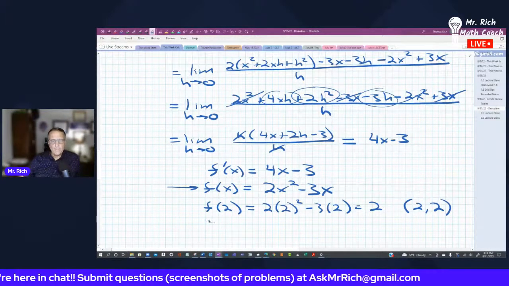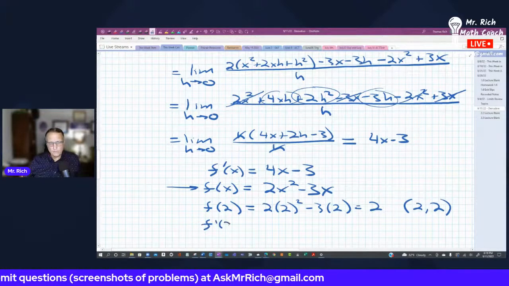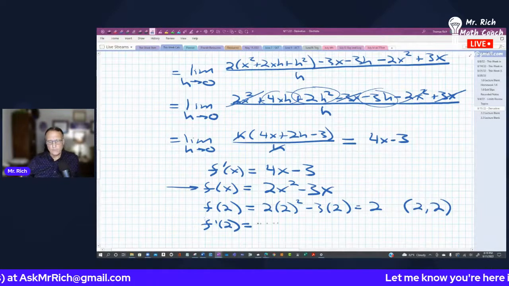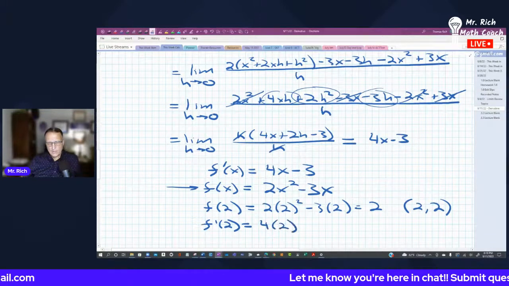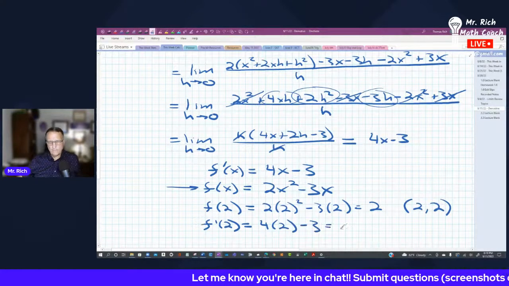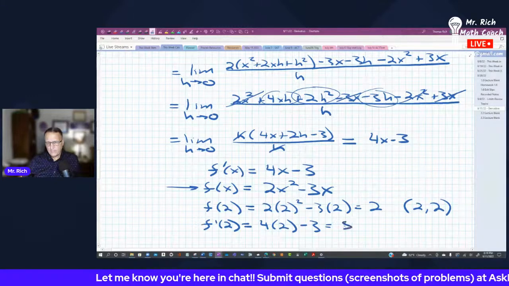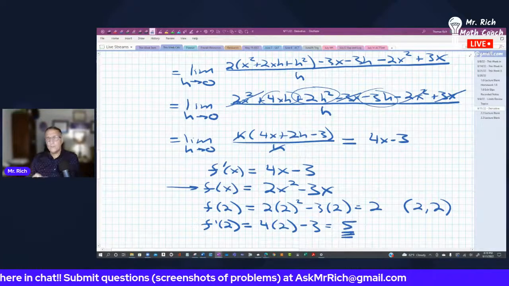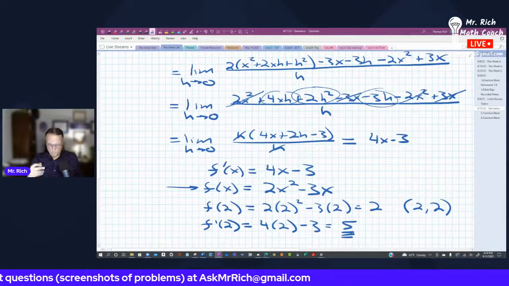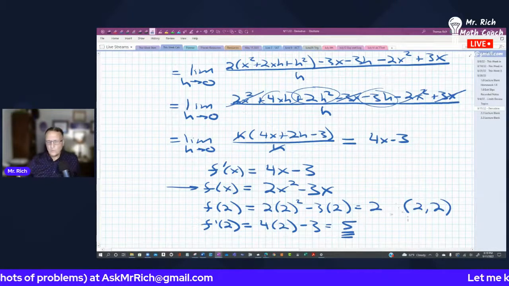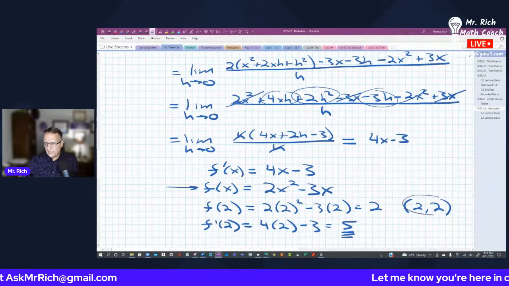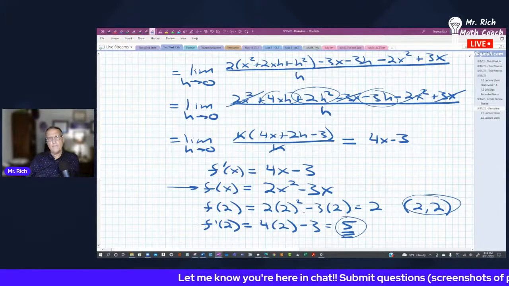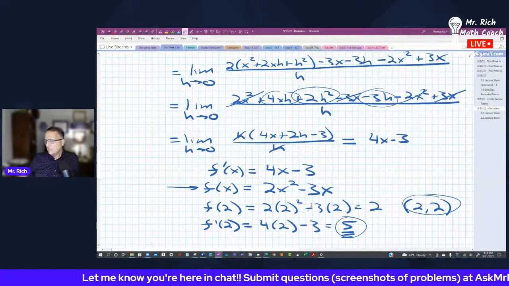But what if I find f prime of 2? If I calculate f prime of 2, that's 4 times 2 minus 3. That's 8 minus 3, that's 5. Well, what does the 5 represent? Remember, the derivative function is a slope function. It's returning values of slope. So this means that at this point, 2, 2, the slope of the tangent line is 5. That's what that means.